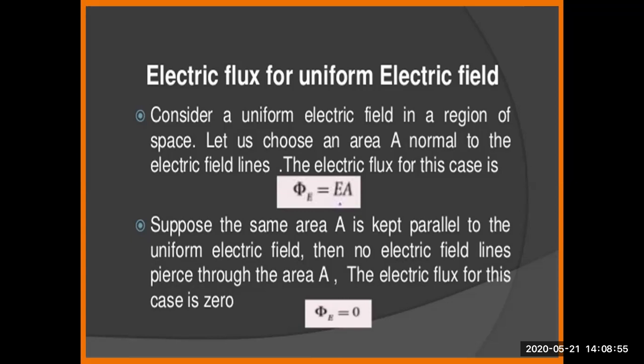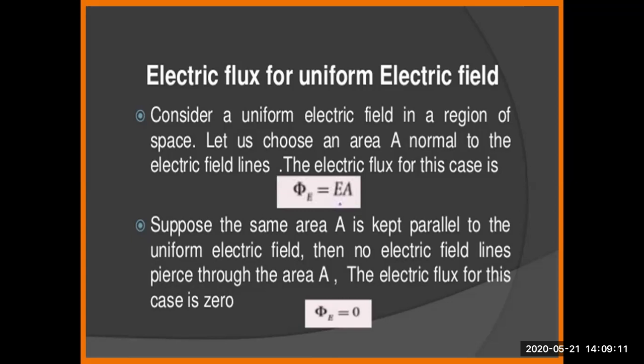Next, suppose the same area A is kept parallel to the uniform electric field. Then no electric field lines pierce through the area A. The electric flux for this case is zero. Phi E equals zero. How can you explain this?